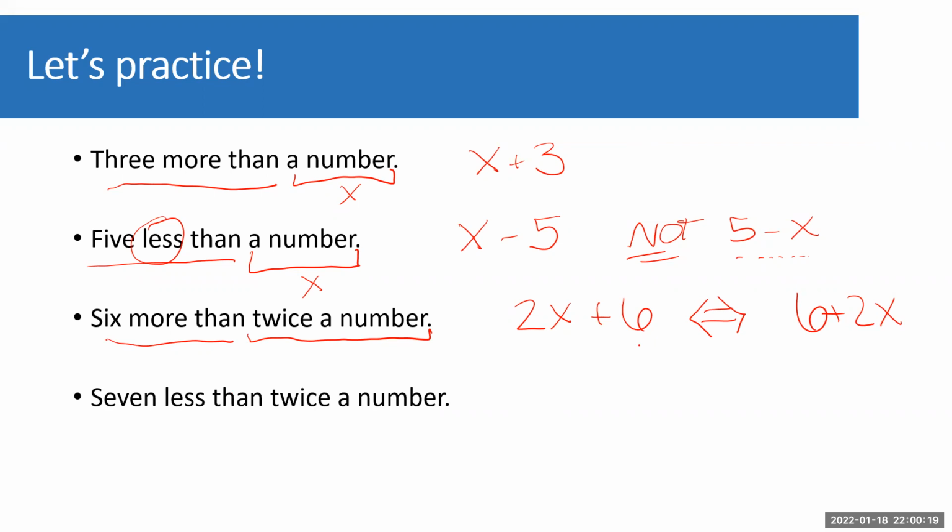Now, 7 less than twice a number. So we have twice a number again, and 7 less than that. Just like before, if we have twice our number and we want 7 less than that value, we need to subtract 7. Again, don't put them in the other order. It's not 7 minus 2x. It's twice that number, 7 less than twice that number. So twice the number and 7 less, okay? So 2x minus 7.